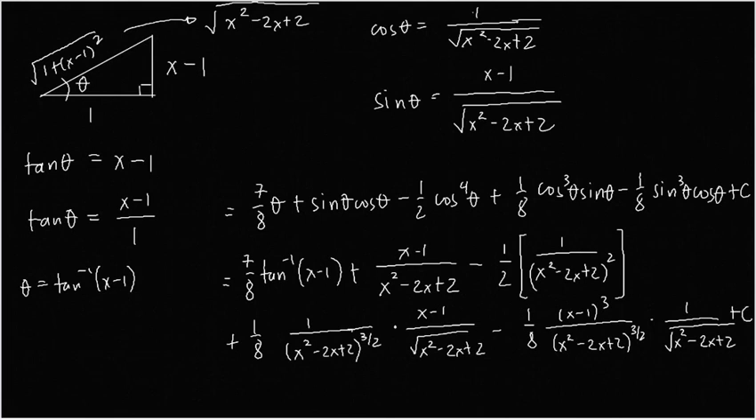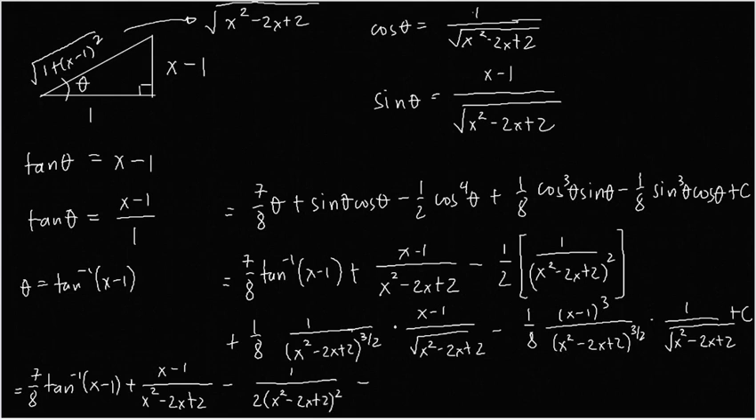So finally, I will put it here sa ilalim. So we have 7 over 8 arctangent of theta or arctangent of x minus 1 plus the quantity x minus 1 all over x squared minus 2x plus 2 minus 1 over 2 times x squared minus 2x plus 2 squared plus x minus 1 divided by, what will happen here? 3 halves plus 1 half is 2. So, naka-square din pala siya. So, x squared minus 2x plus 2 squared.